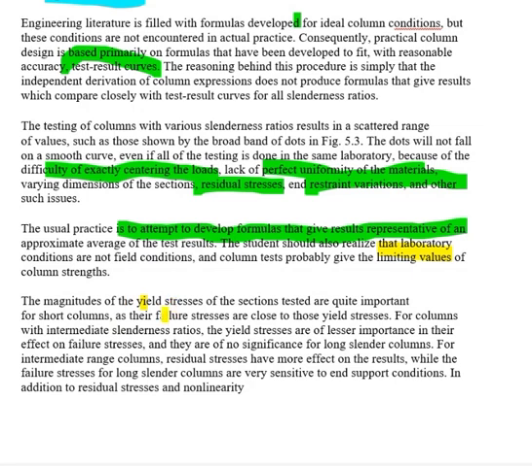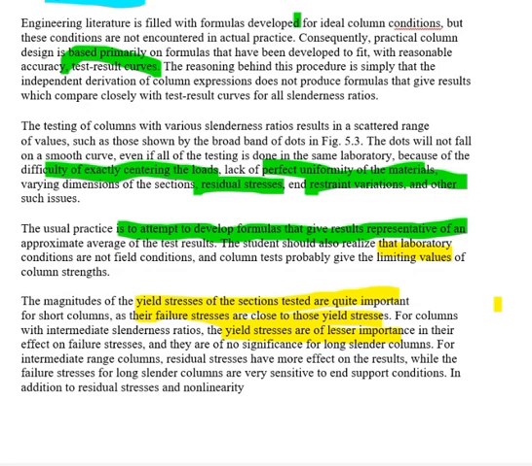The magnitude of the yield stress of the sections tested is quite important for short columns, as their failure stresses are close to the yield stress. So for short columns, failure stresses are very close to the yield stress. For columns with intermediate slenderness ratios, the yield stress is of lesser importance. One thing you have to understand, right? Columns with intermediate slenderness, the yield stress is of lesser importance in the effect on failure stress, as it is of no significance for long slender columns. Especially for long slender columns, the yield stress does not have any significance.